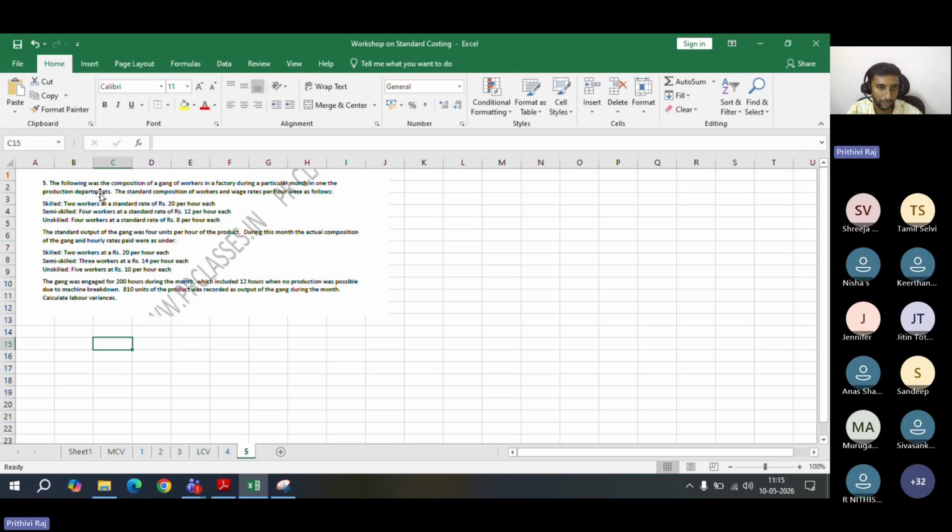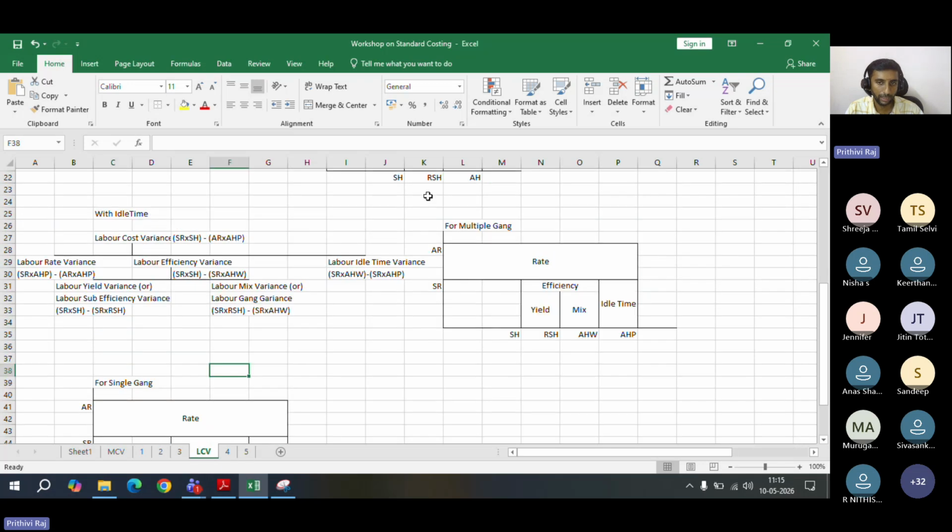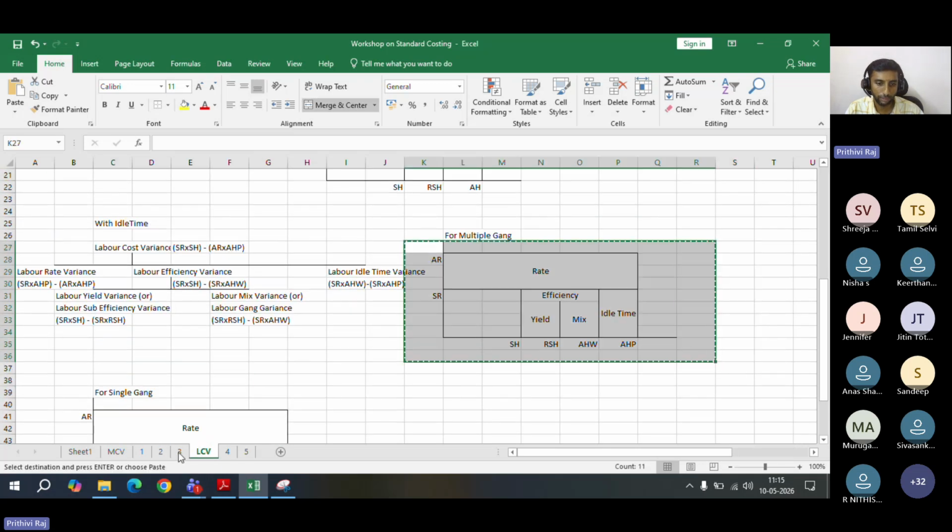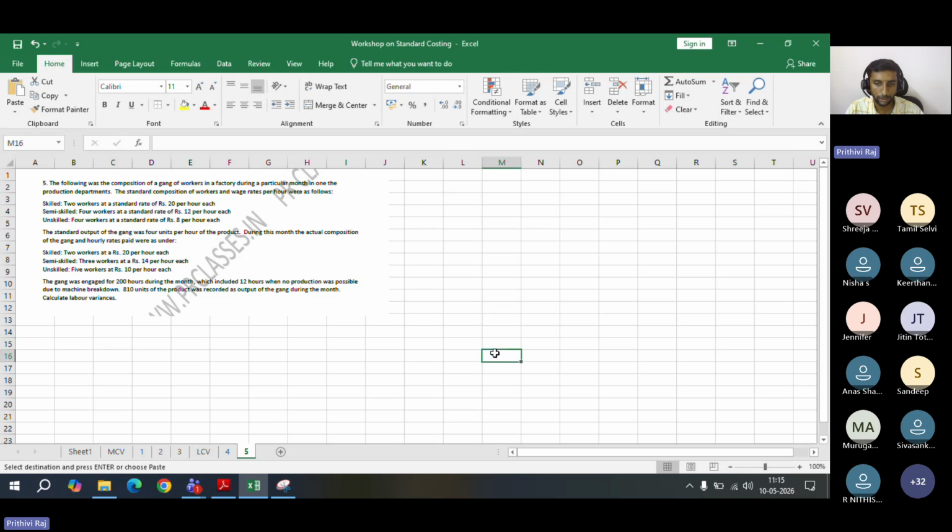For the SH calculation we have to do this, so in the sum they have given the output. Calculate the labor variances. If they give it like this, you have to calculate all the labor variances. So there are multiple gangs. Idle time is there. So this is the graph. Let me take the graph and put it here.